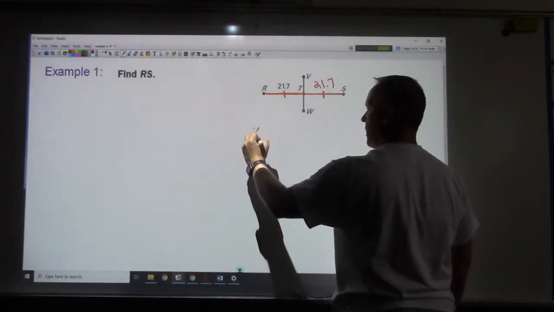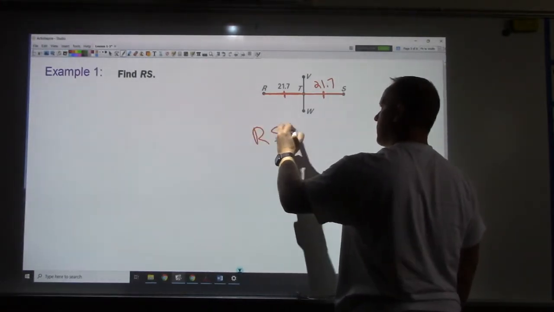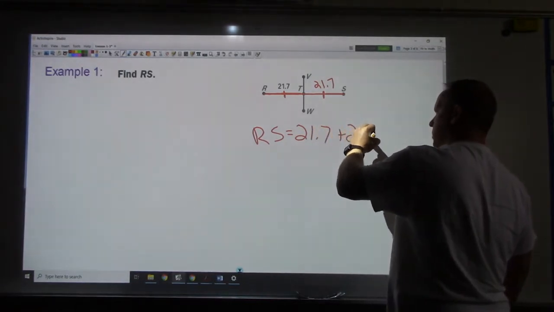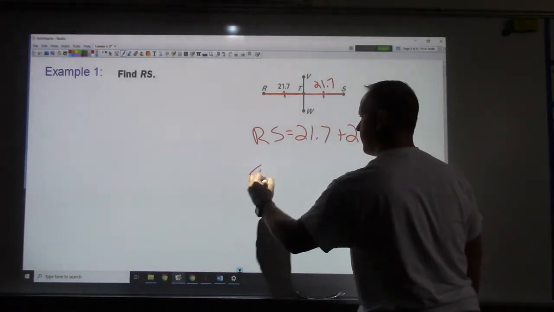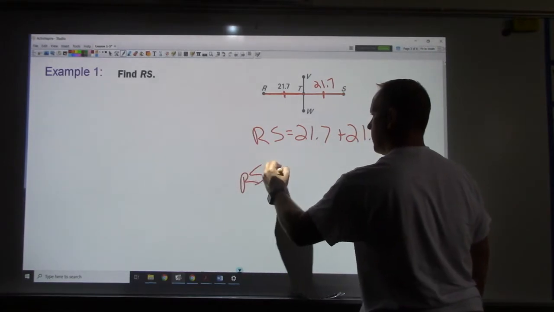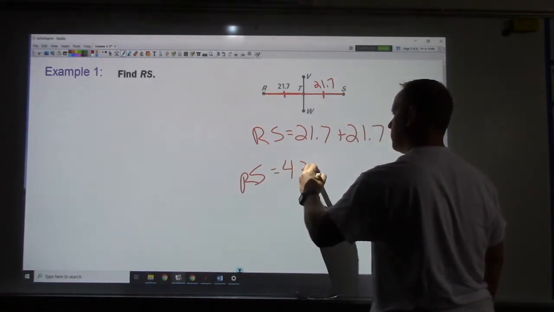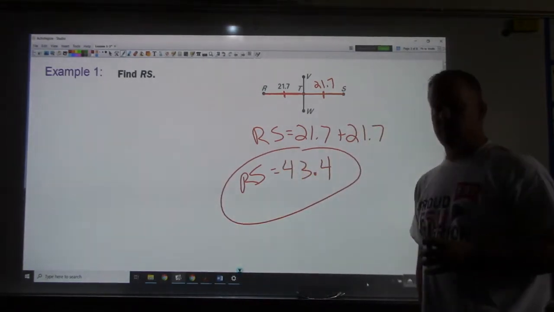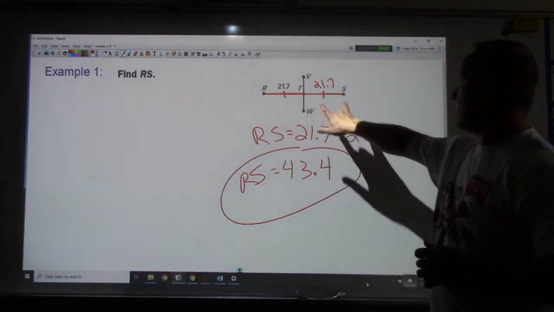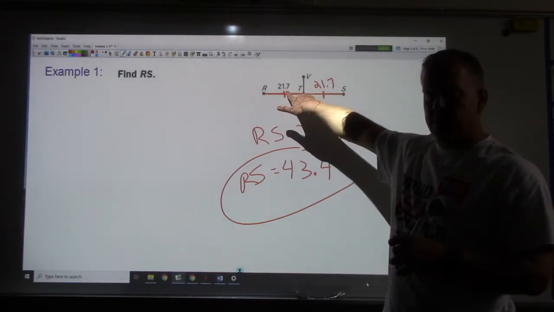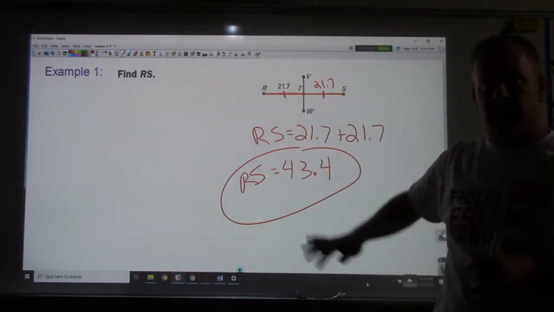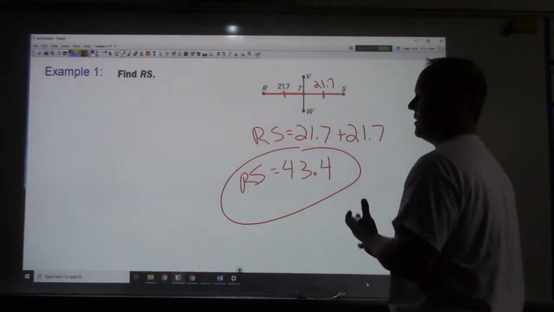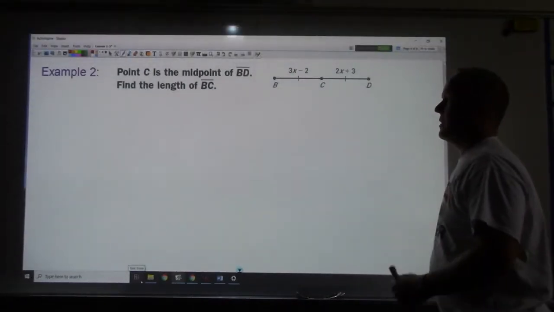So if I want RS, I'm going to do 21.7 plus 21.7. And I'm going to get RS is 43.4. There were no units associated with what was given to me, so I don't have to worry about putting any units on my answer as far as feet or centimeters or anything like that. That's example 1. Example 2.